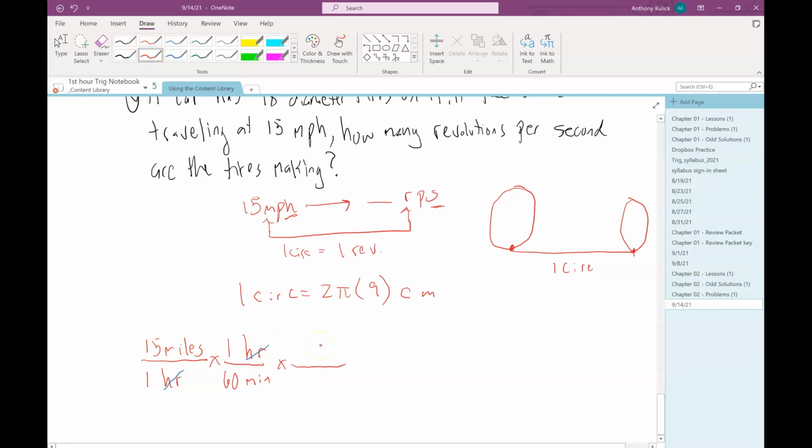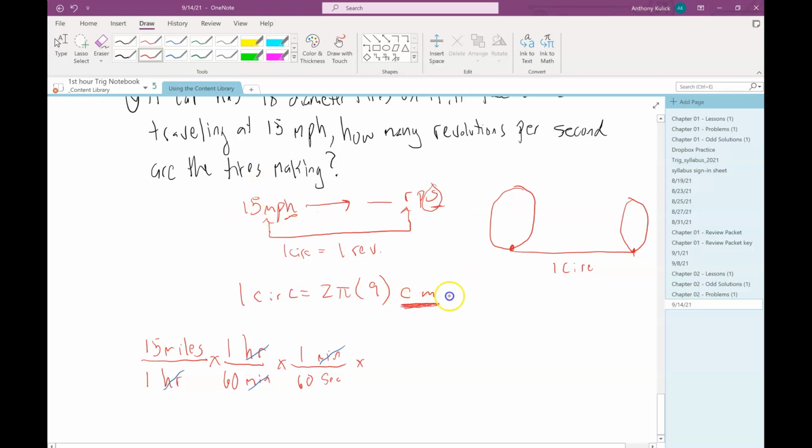Well, now I need to convert minutes to seconds. So again, I know minutes are on bottom, so minutes now have to be on top. And I know that minutes and seconds convert. I know 1 minute is 60 seconds. So when I multiply, the minutes cancel and I'm left in miles per second. So now I'm in per second, like I want. Now I want to convert miles to revolutions.